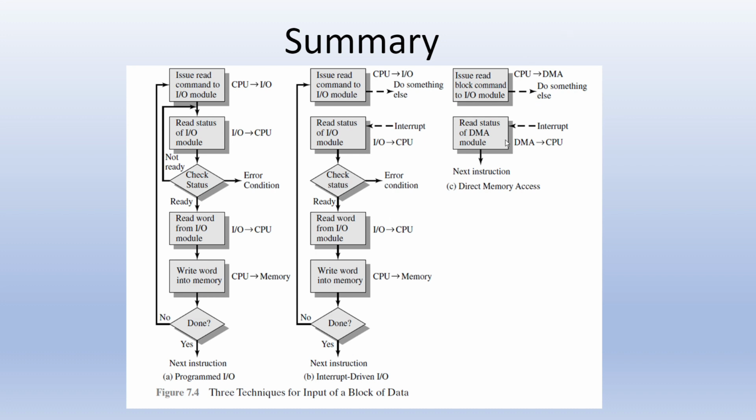In direct memory access, there is no interrupt and the CPU is not kept waiting, as it's directly associated with memory. So the data is directly loaded into the memory and then into the CPU.